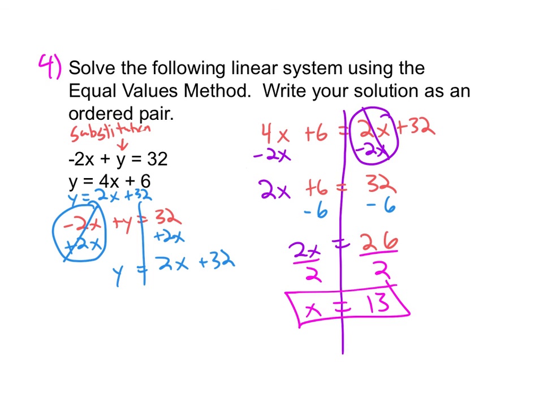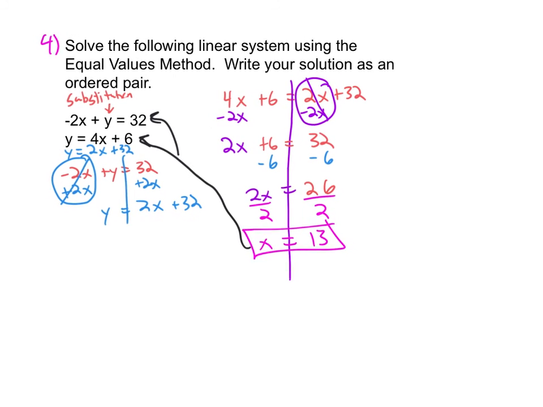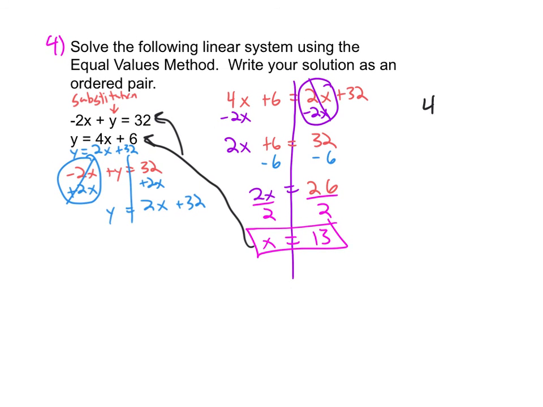Now remember, that's just 1/2 of the solution. So to find the y value now, I need to take that x and plug it into either of my original two equations. Let's try plugging it into the second one, because like I said, I like to keep it positive. So 4 times my new solution of x, which is 13, plus 6, all of that should be equal to y. So 4 times 13 would be 52, plus 6, that should be equal to 58. Y will be equal to 58.